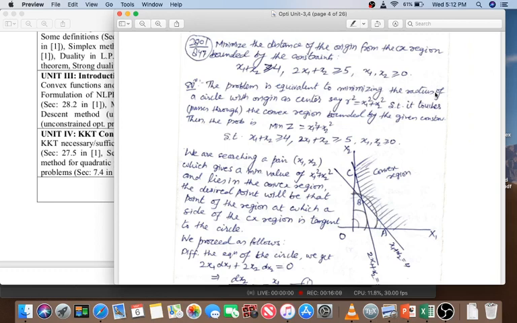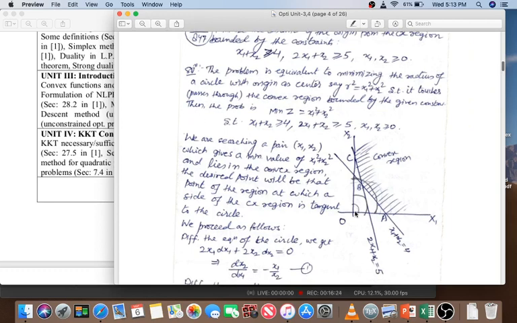So I can write the problem as minimizing the radius of a circle with the origin as center, say r square is equal to x1 square plus x2 square, such that it touches the convex region bounded by the given constraint. That means your point will be lying somewhere in the convex region such that the distance of that point to the origin is minimum.